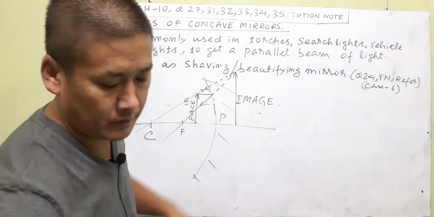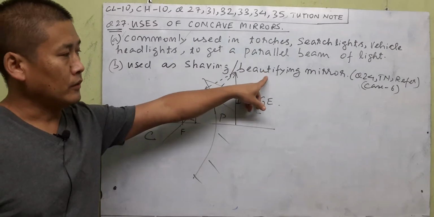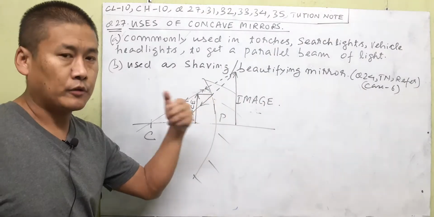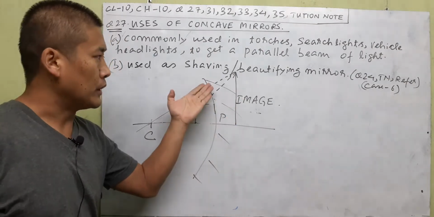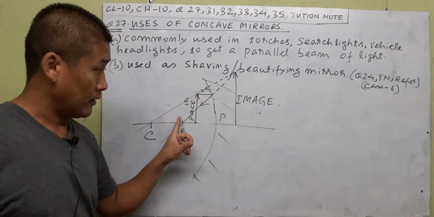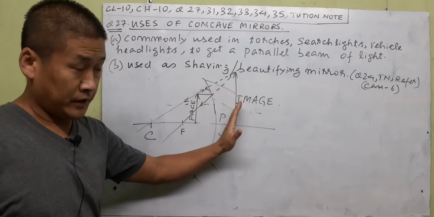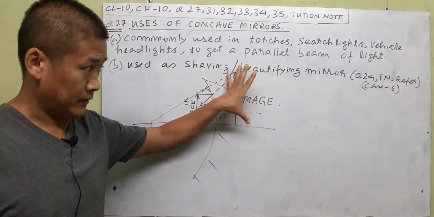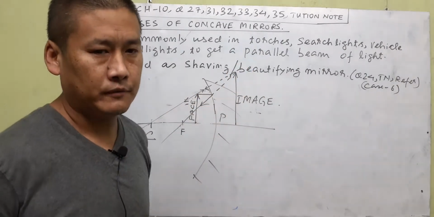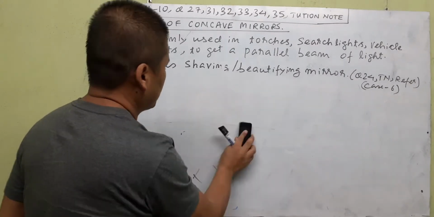The second use. A question may come related to this: while shaving or using a concave mirror for beautifying, where should you put the object, or where should you put your face? Your answer should be between P and F, because that's the only case when you will get the image of your face virtual and erect behind the mirror and magnified. All the other cases were real and inverted, so you won't be able to shave, right? So that's the second use, B. Okay, let us go to the third use.